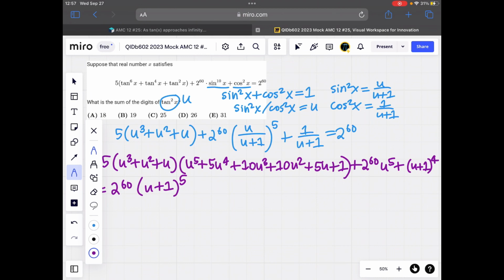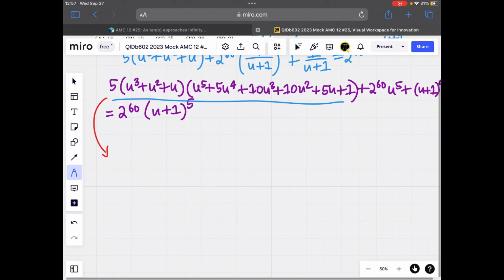Now let's focus on the first term, this one. So let's expand u cubed plus u squared plus u times u plus 1 to the 5th. So first we have u plus 1 to the 5th, all the terms, times u cubed, which is equal to 5 times u to the 8th plus 5u to the 7th plus 10u to the 6th plus 10u to the 5th plus 5u to the 4th plus u cubed.